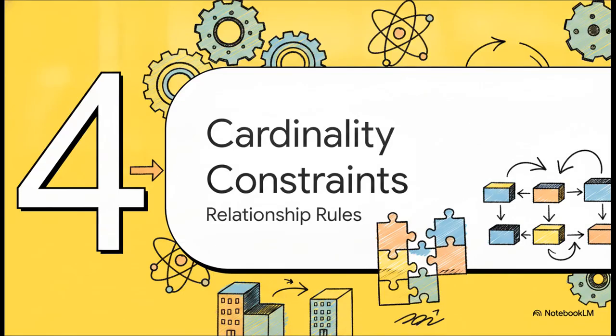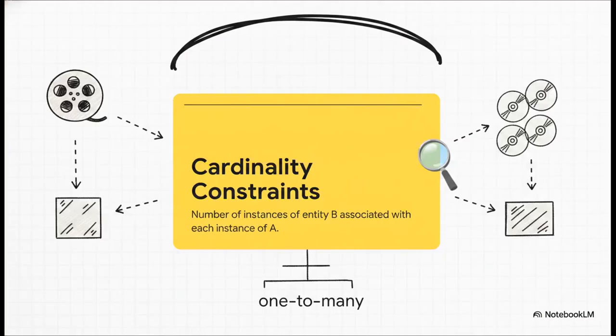Step 4. Understanding cardinality constraints. So, what does this all mean? Well, cardinality essentially dictates the physics of our digital building. It defines the mathematical minimums and maximums of how different entities interact with each other. Formally, it's the number of instances of entity B that can be associated with each instance of entity A.